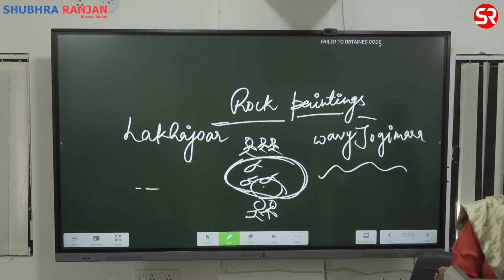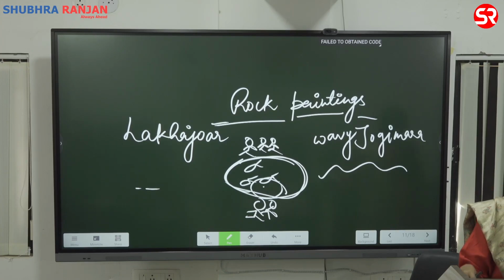Sometimes x-ray depiction of humans. x-ray वाला एग्जाम्पल क्या है हमारे पास, we see that the person has just eaten fish. If you don't remember this particular aspect, the x-ray one, that is going to be fine. Remember stick-like humans, straight and wavy lines.